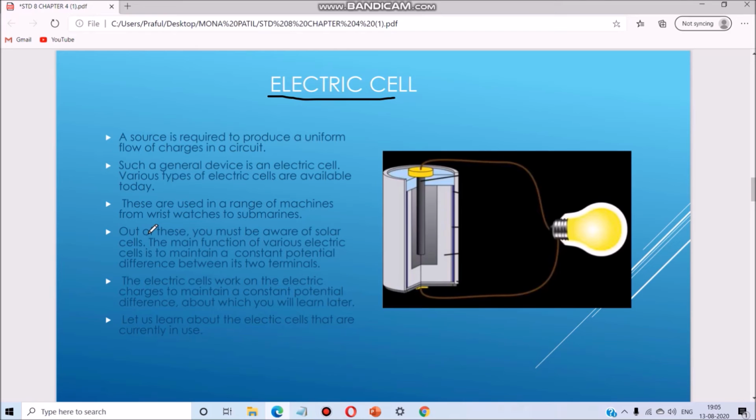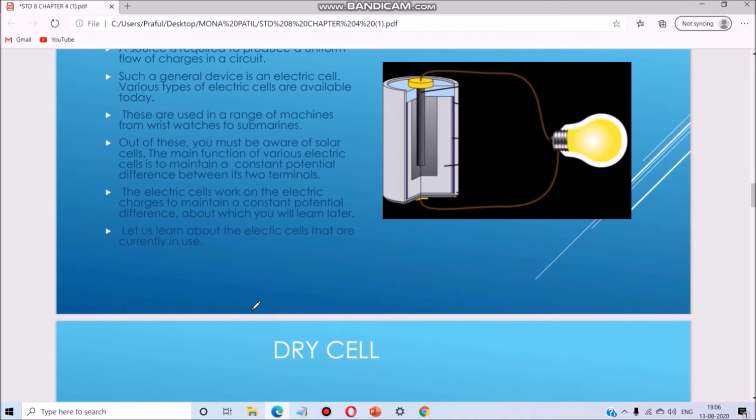Out of these you must be aware of the solar cell. The main function of various electric cells is to maintain a constant potential difference between their two terminals. Constant potential difference means their levels, higher to lower, are maintained. The electric cells work on electric charges to maintain a constant potential difference, about which you will learn later. Let us learn about the electric cells that are currently in use.